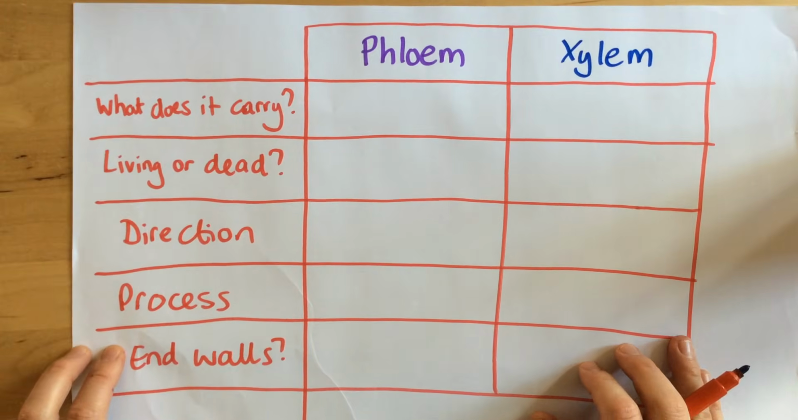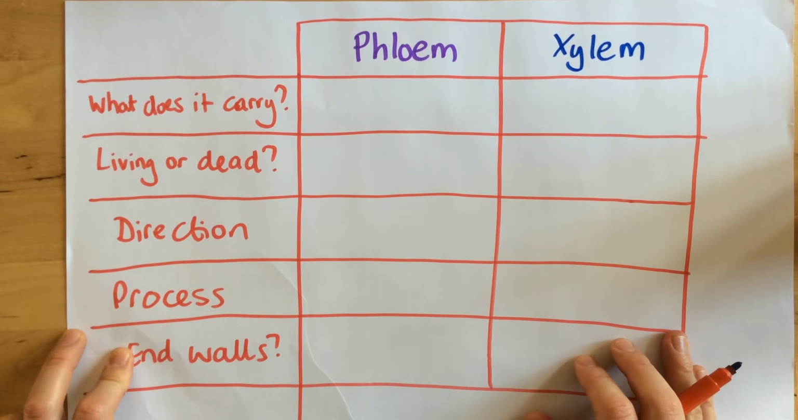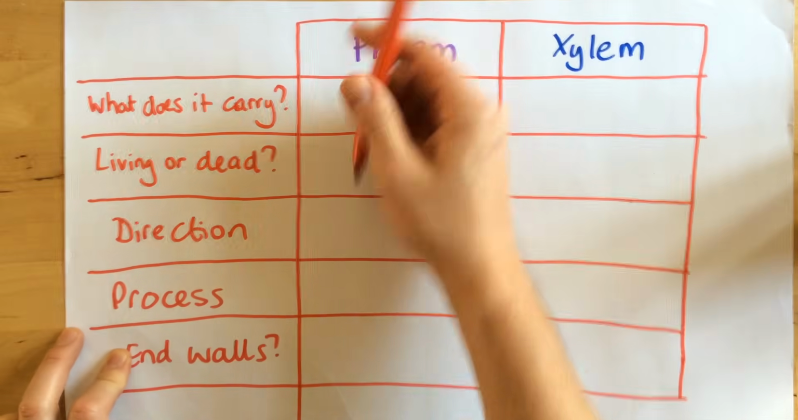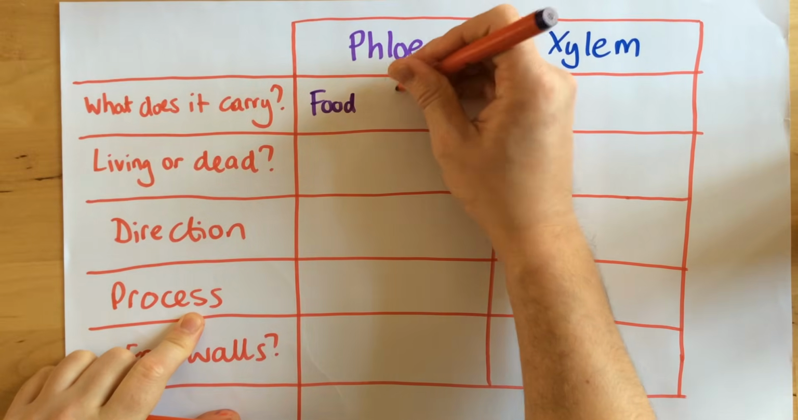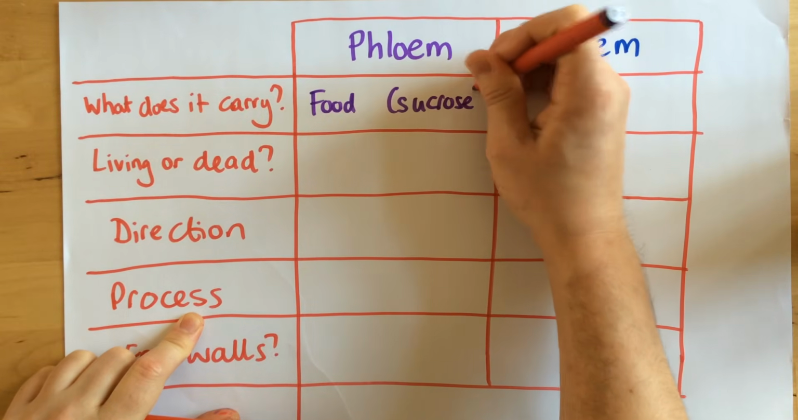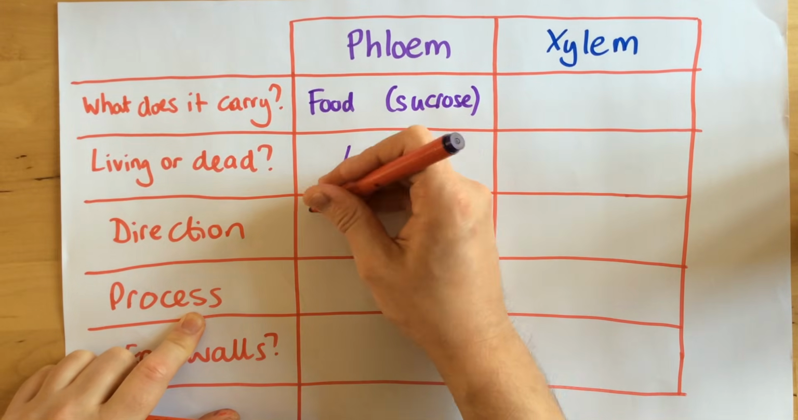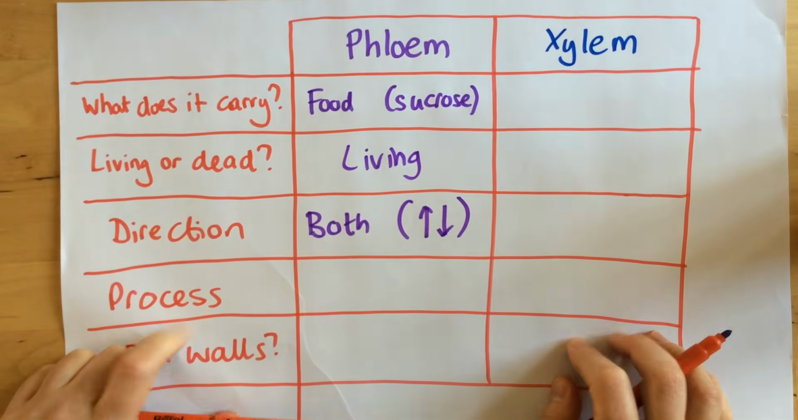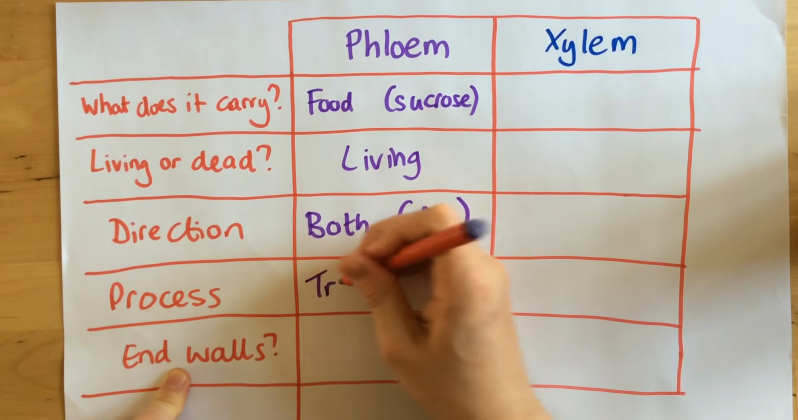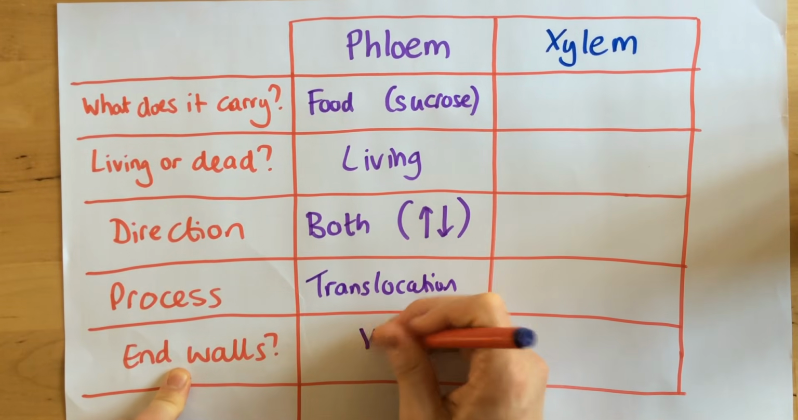Now, what I've done next is I've just put together a table that will help us kind of summarize the phloem and xylem. So first of all, the phloem, what does it carry? Well, it carries food in the form of sucrose. Is it living or dead? Phloem is living. Which direction can it transport substances? Both, so up and down. What's the name of the process? It's translocation. And does it have end walls?